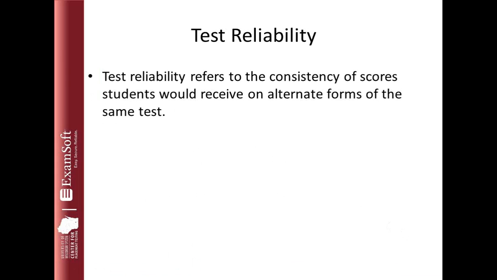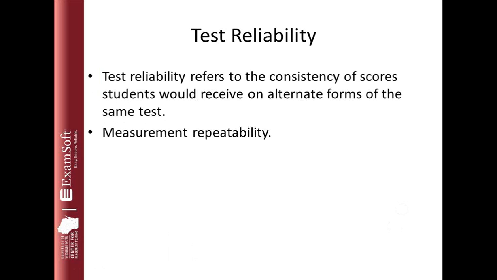So test reliability really refers to the consistency of scores that students would receive if they were given alternate forms of the same test. Or simply put, it's measurement repeatability. So theoretically, if I have a group of students and I give them a test, record their scores on the test, and then somehow had the ability to erase their memory of having taken that test, I could give them the test again, record those scores, erase their memories again, and do this over and over. And the consistency in their individual scores essentially is test reliability.